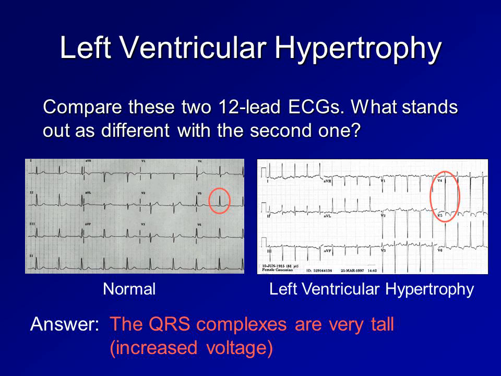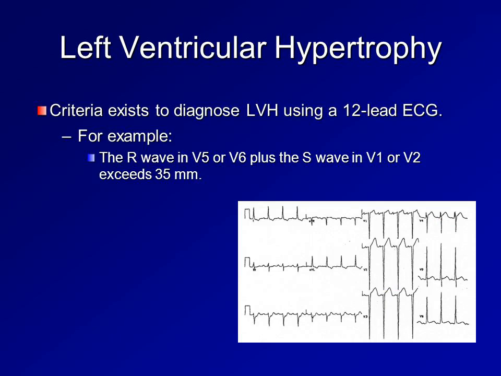Left ventricular hypertrophy. Compare these two 12-lead ECGs. What stands out as different with the second one? The QRS complexes are very tall, increased voltage. Left ventricular hypertrophy. Criteria exist to diagnose LVH using a 12-lead ECG. For example, the R wave in V5 or V6 plus the S wave in V1 or V2 exceeds 35 mm.